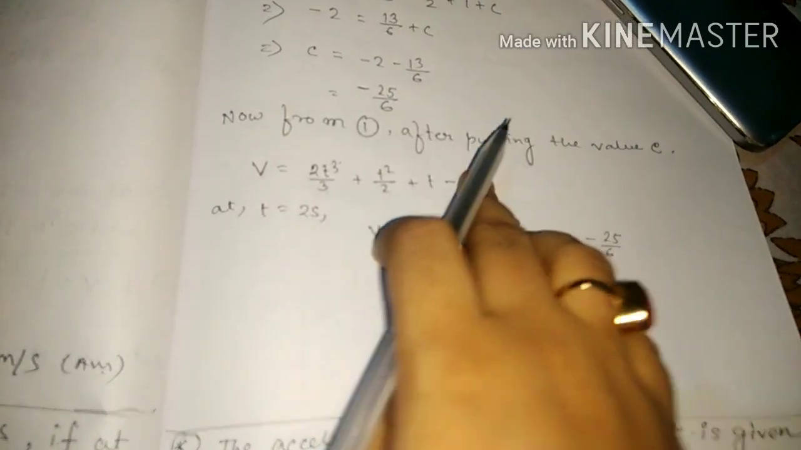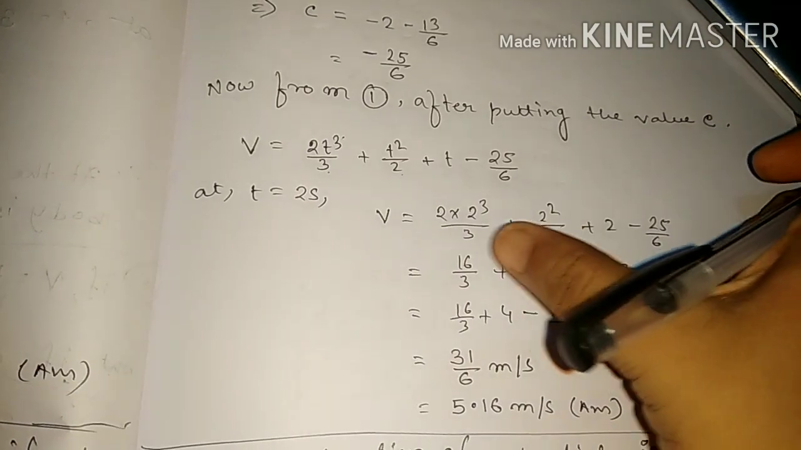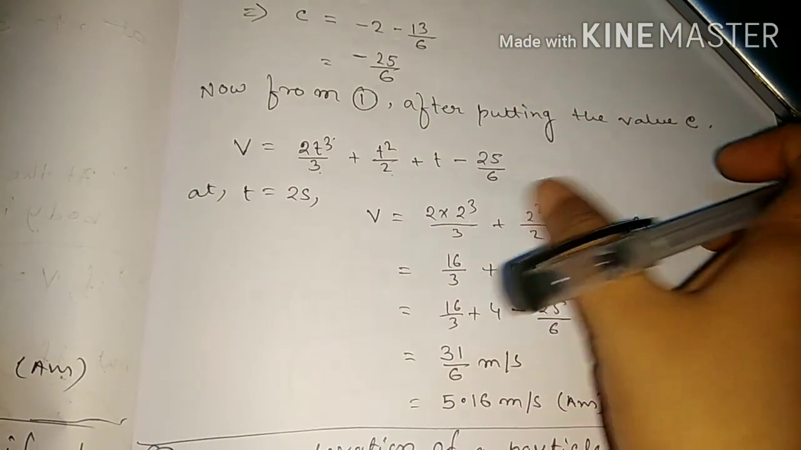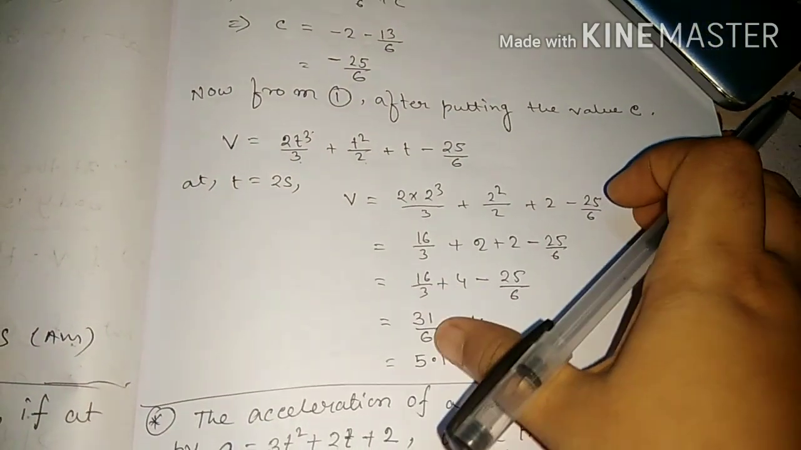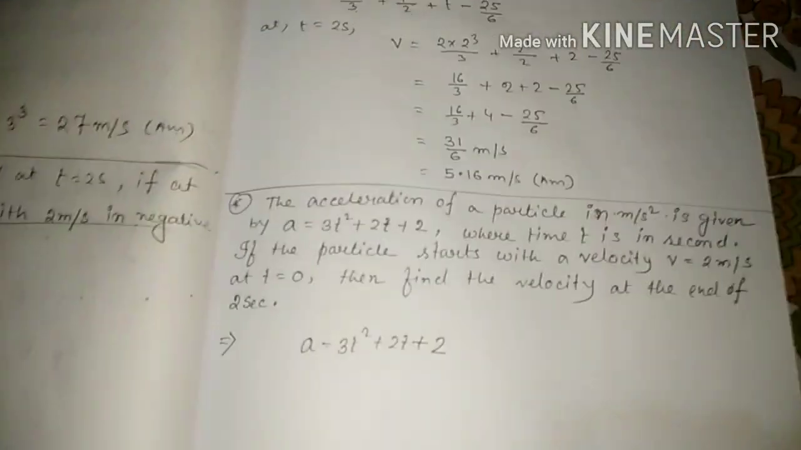So now no constant term is there. Now for the velocity at t equals 2 seconds, we put 2 in place of t. So we get 31 by 6 meter per second, or 5.16 meter per second.